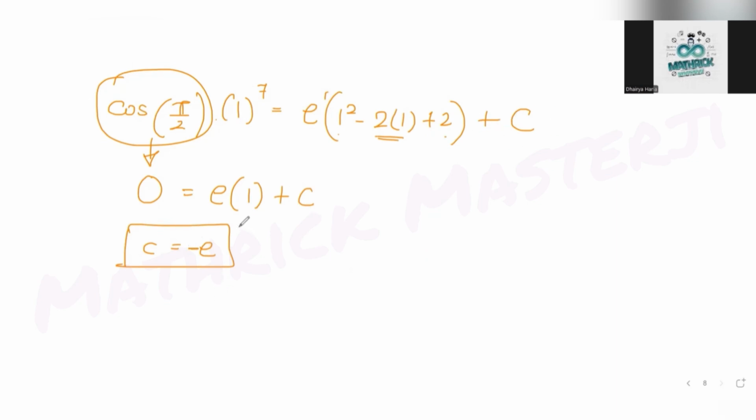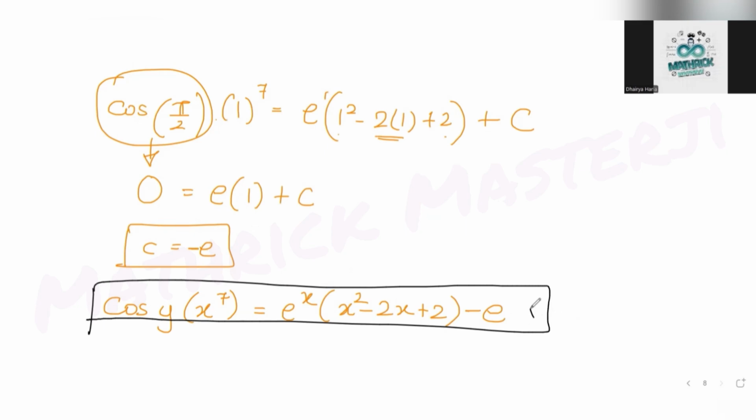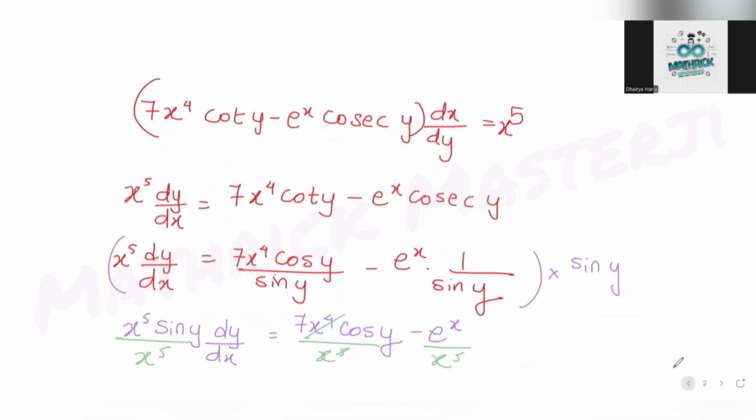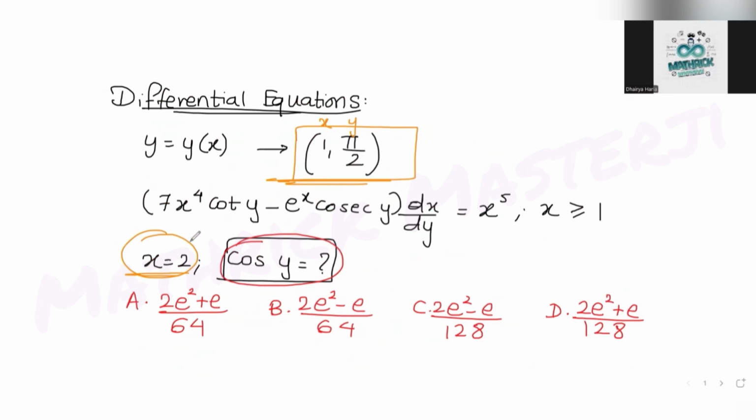Once I get that, my solution of the differential equation becomes cos y x raised to 7 equals e raised to x, square minus 2x plus 2, and plus c in this case is minus e. So I get from here the solution of this differential equation. Once I get the solution, I have to just find the value of cos y when x is 2.